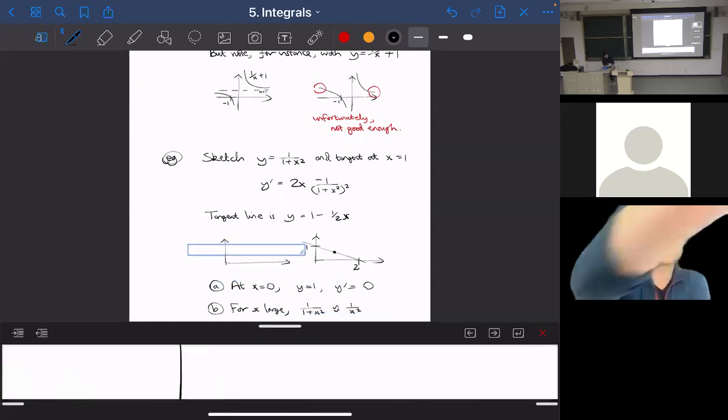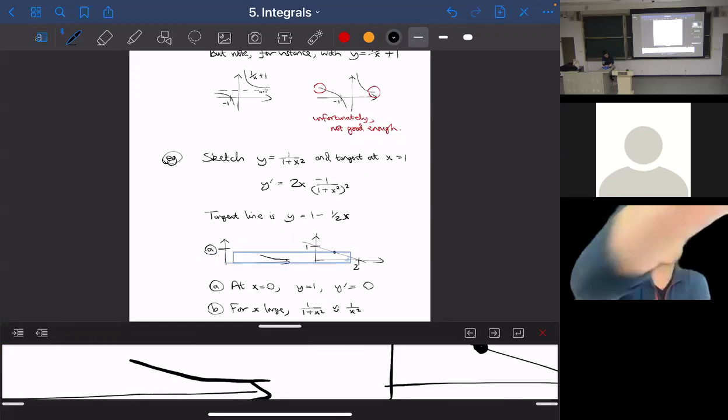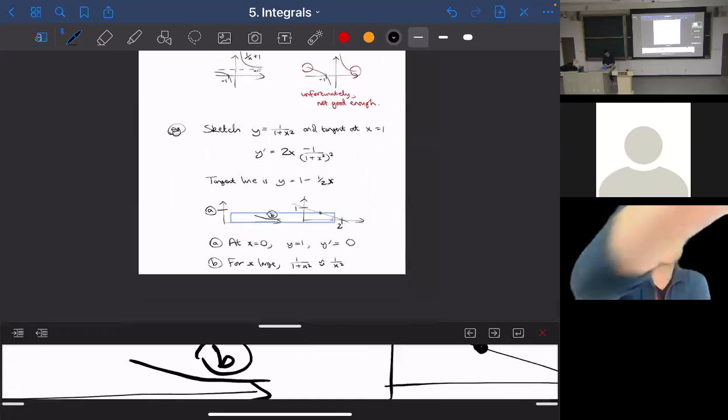So, putting this together, the graph has a horizontal tangent at x equals 0. So let's mark that bit of information A. And for x large, it looks like 1 over x squared. And we already knew how to graph that. I've tried to graph it there. You put together these 2 bits of information.